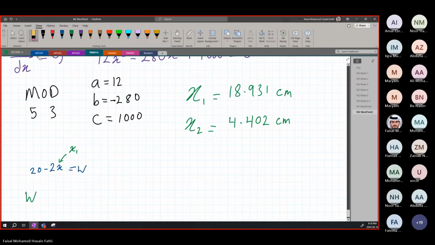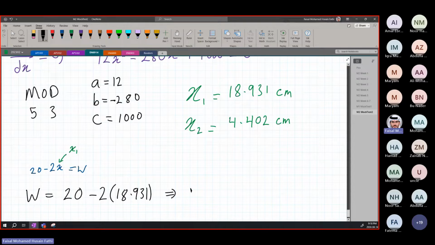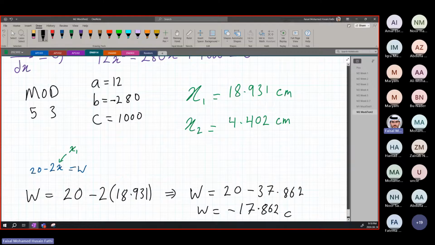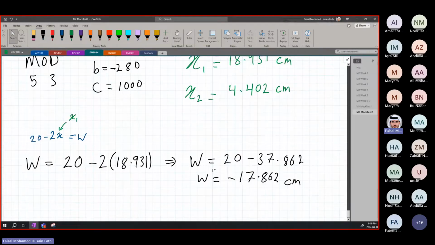So w, which is width, remember, this is a width value, is 20 minus 2 times x1, which is 18.931. This will give us that w is equal to 20 minus 2 times 18.931. It's going to be 20 minus 37.862. So w, we got it as a negative number, all right? We got w to be negative 17.862 centimeters. We cannot have a negative sign for a scalar value.